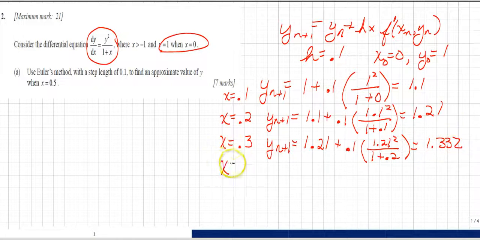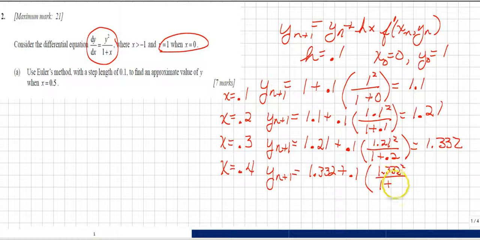Next step, x equals 0.4. We're going to use the previous x of 0.3 in our formula. Using the formula, previous y is 1.332, the one we just found, plus h, which is 0.1, times the derivative evaluated with the previous x and y. It's just a repetitive process here. The previous y is 1.332, and we are going to square that over 1 plus the previous x of 0.3, which will give us the answer of 1.468.